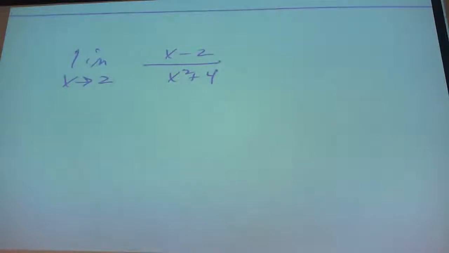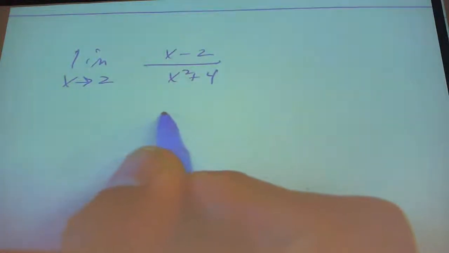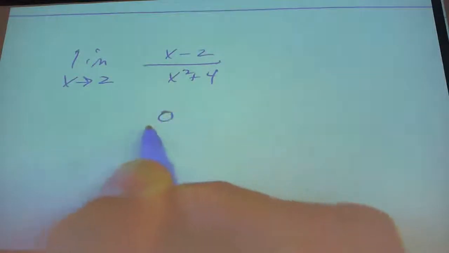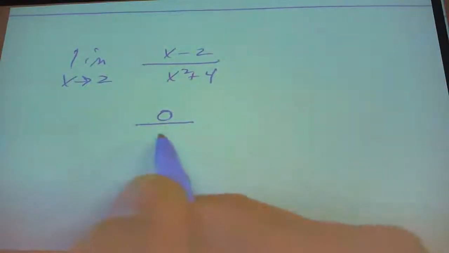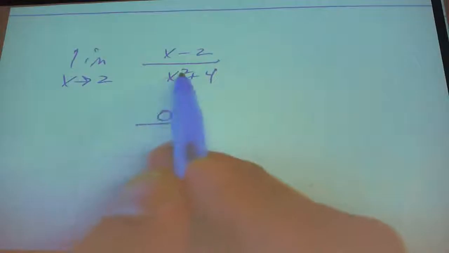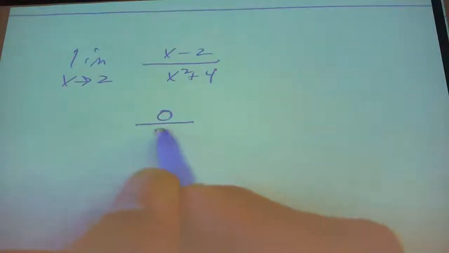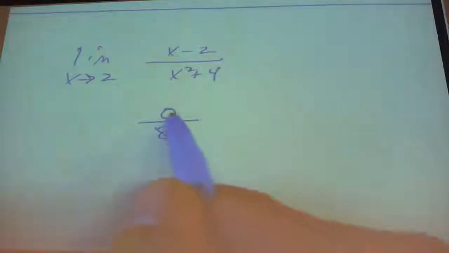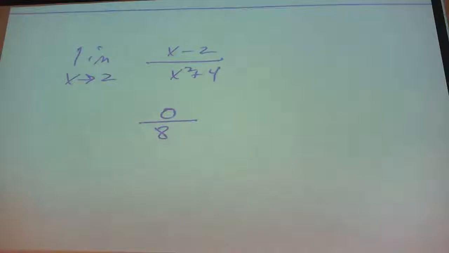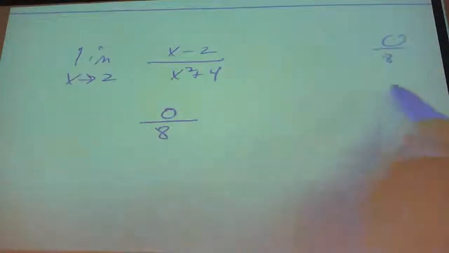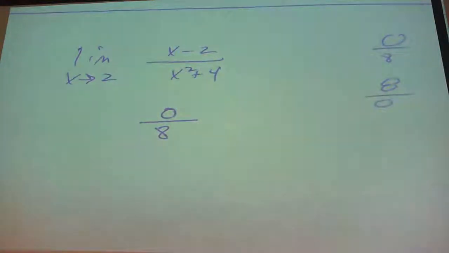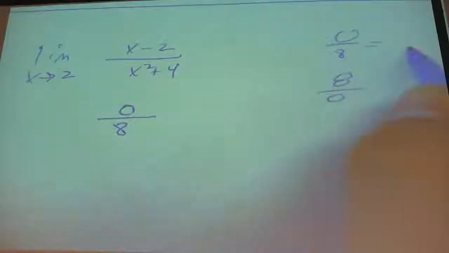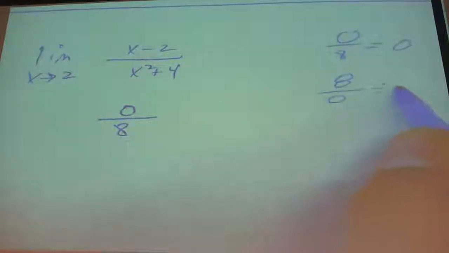If you plug in 2, what does the numerator become? If you plug in 2, what does the denominator become? 2 squared is 4, 4 plus 4 is 8. Is that a 0 over 0? No. That means we can come up with an answer. Be careful, what's 0 over 8? Is that 0 or undefined? Remember, there's a difference between these two. The top one is 0. The bottom one is undefined.